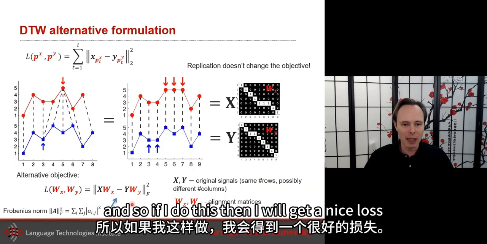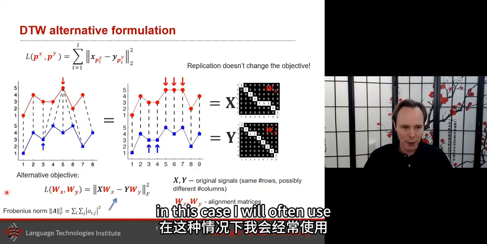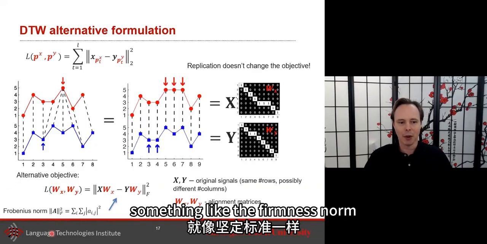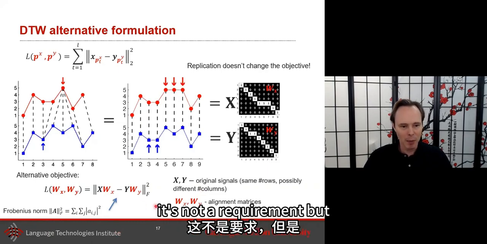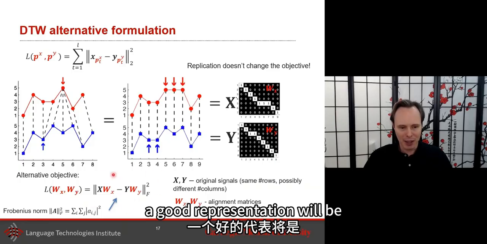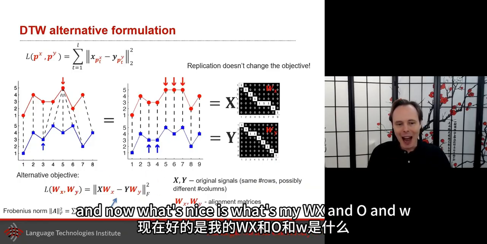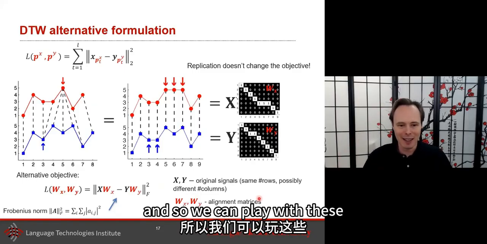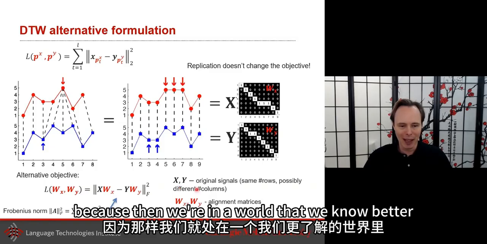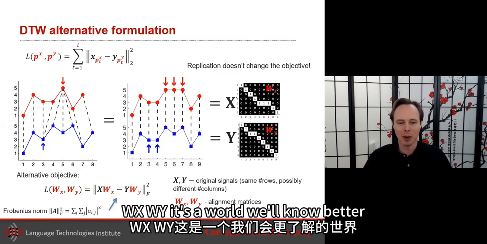And if I do this, then I will get a nice loss, where I will often use something like the Frobenius norm, although this could be changed, it's not a requirement. What's nice is that WX and WY are something we know a lot more about, so we can play with these, because we're in a world we know better.